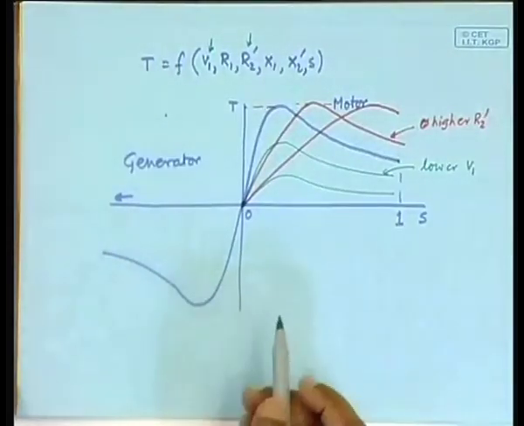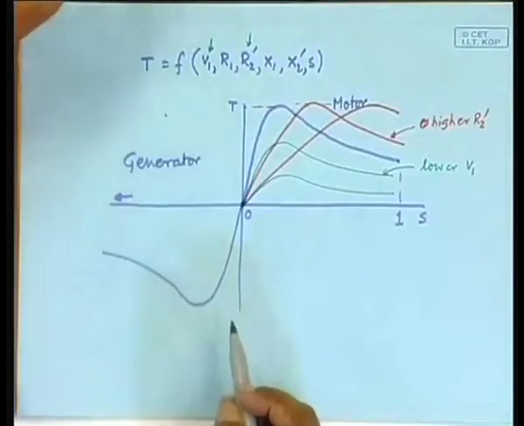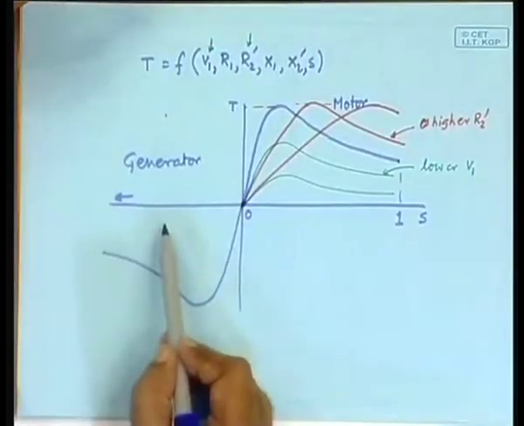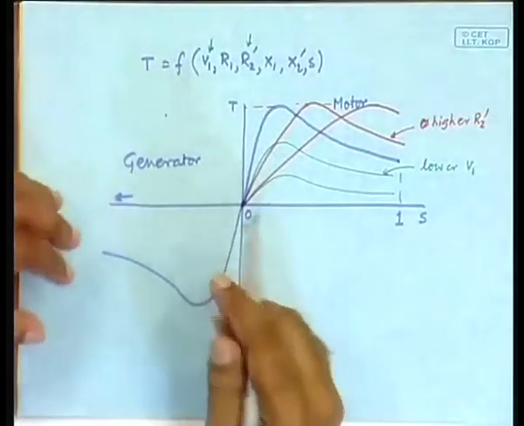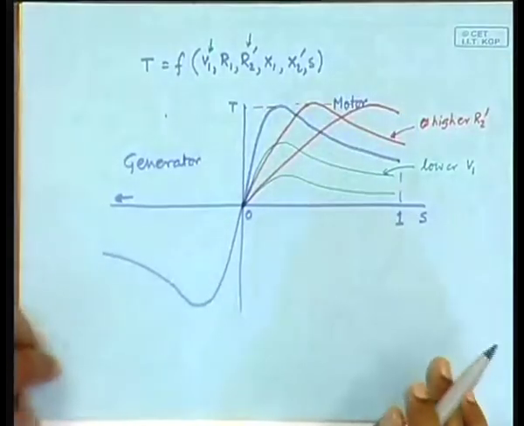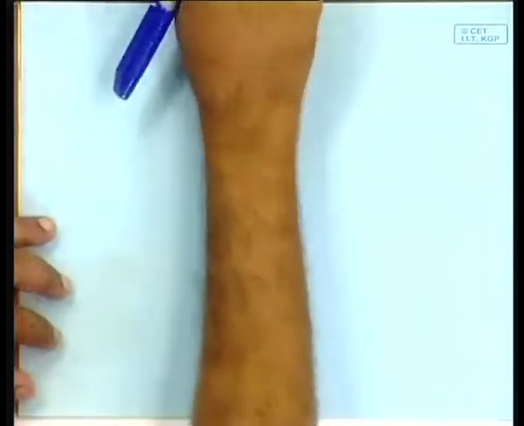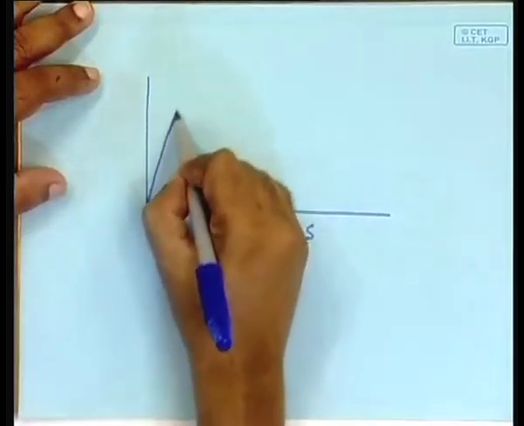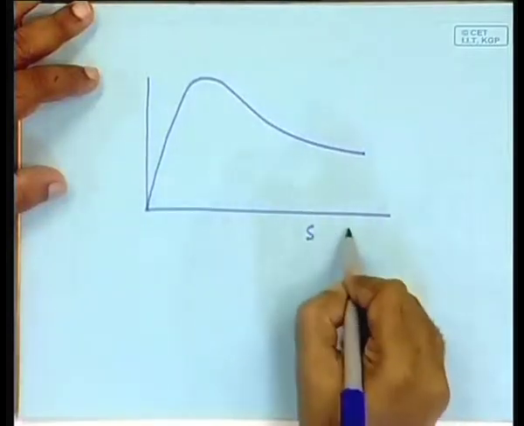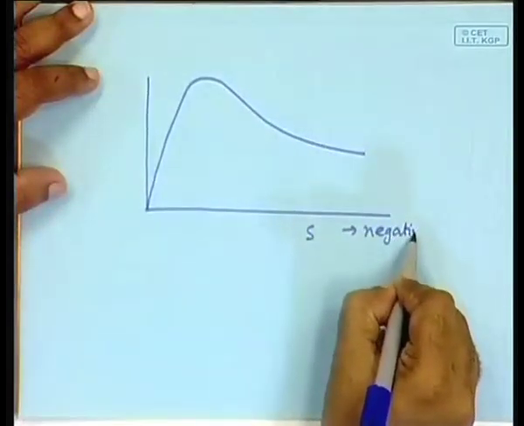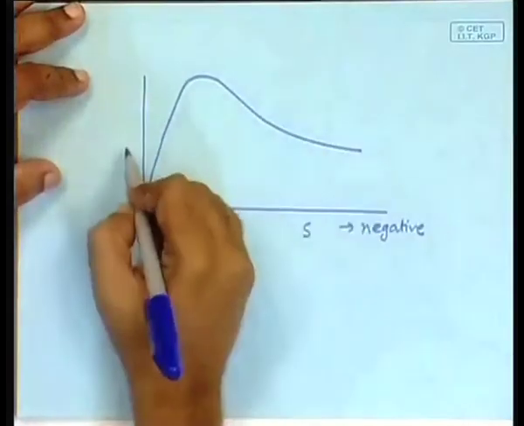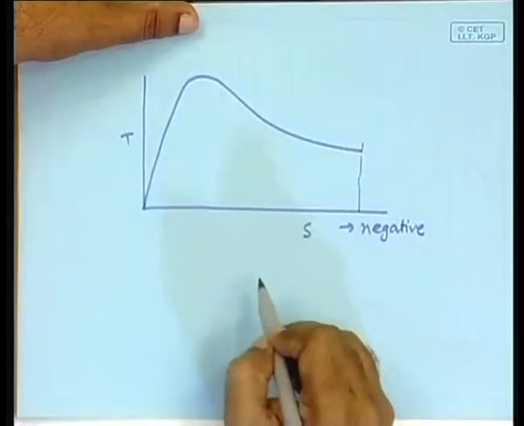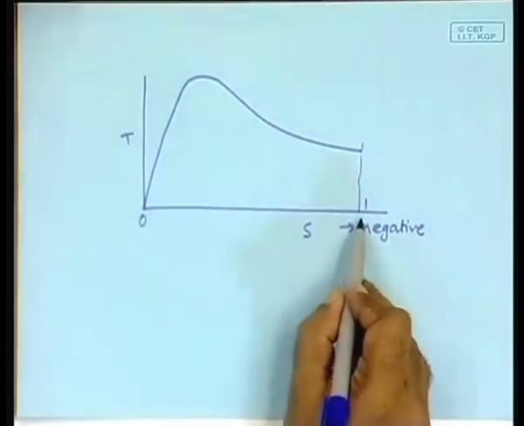Now, it would be rather inconvenient for us, since we will be spending more time discussing the induction generator, to draw it in this quadrant. That is why we normally put it in the first quadrant with the understanding that now S is negative. So, when we discuss any further, we will draw the torque slip characteristics like this, S, with S negative here. And the torque is also the negative torque. And here it is 0, here it is 1, or actually minus 1.